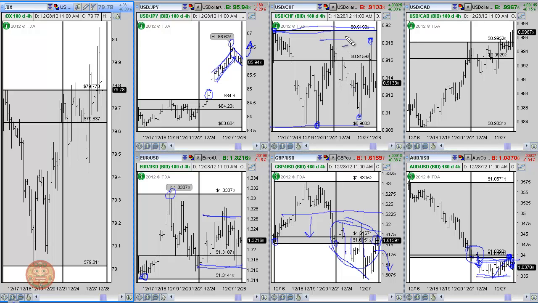But overall, again, this is a sideways choppy market, which is probably part of the reason why the dollar index was not able to move very strongly to the upside. It's the same reason that the euro and the Swiss franc were not able to push beyond their trading ranges.